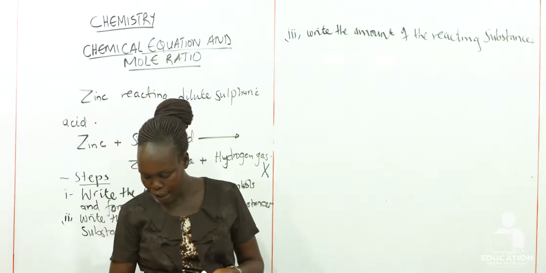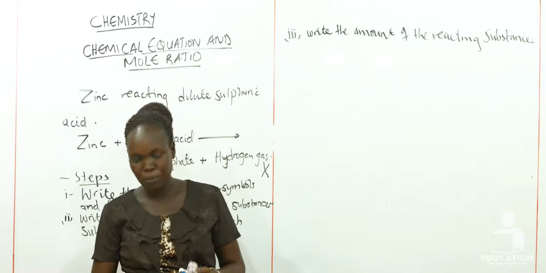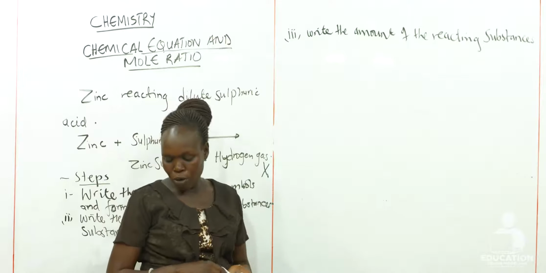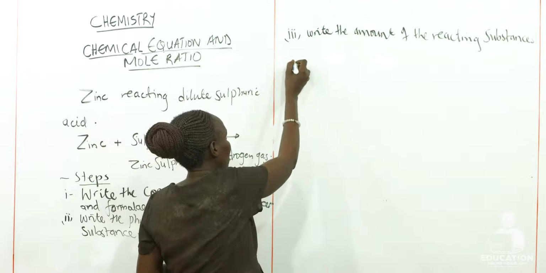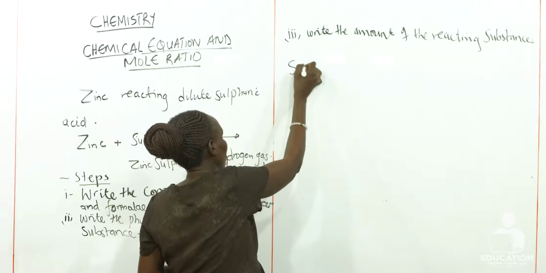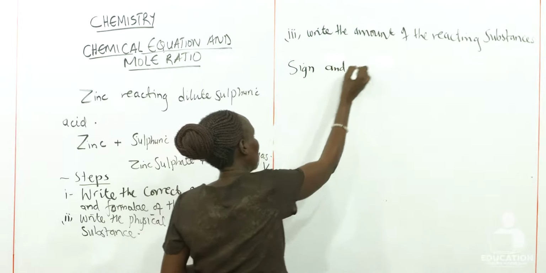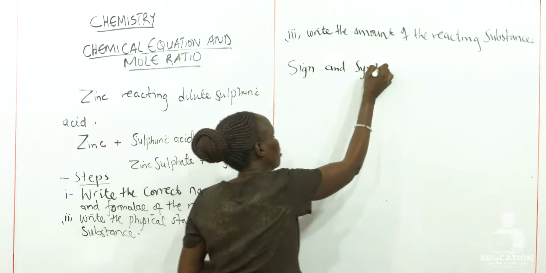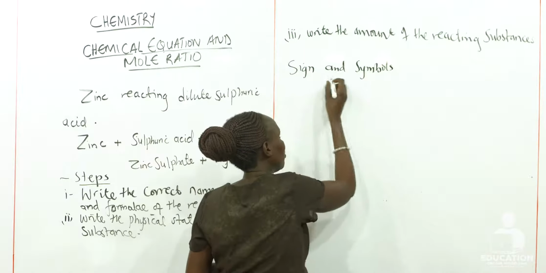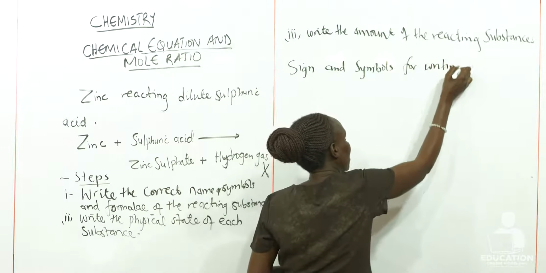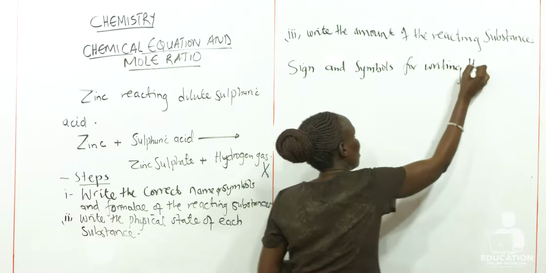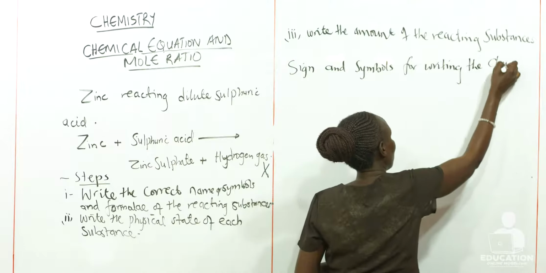The following signs and symbols are used in writing the chemical equation. So also there are signs and symbols for writing the chemical equation.